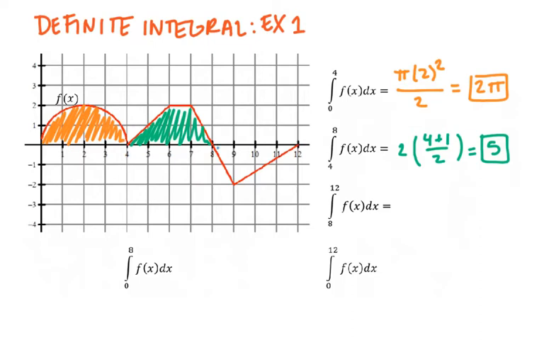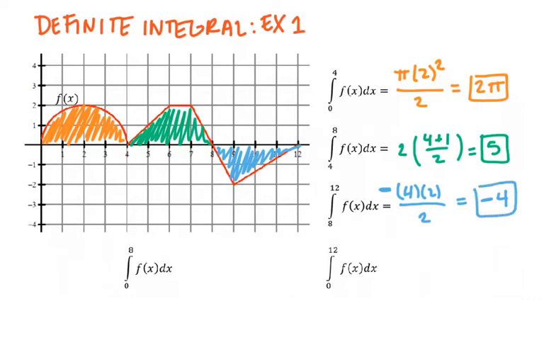All right, and then we have from 8 to 12 is this triangle here. So remember, triangles are the base times the height divided by 2. So in this case, the base is 4 and the height is 2. And of course, this is below the x-axis, so it's going to be negative area. And it's simply going to be negative 4.